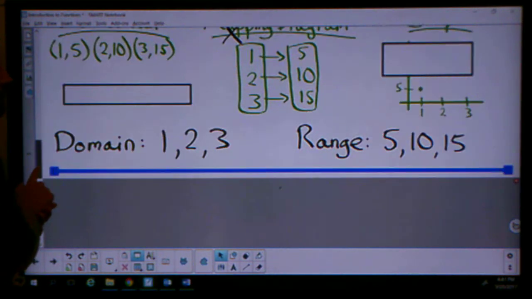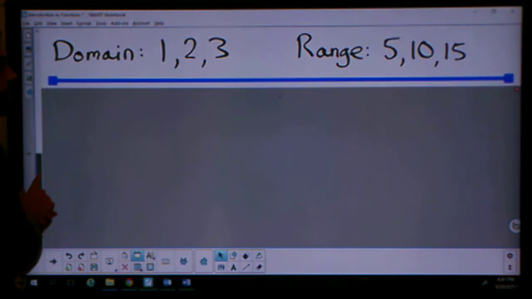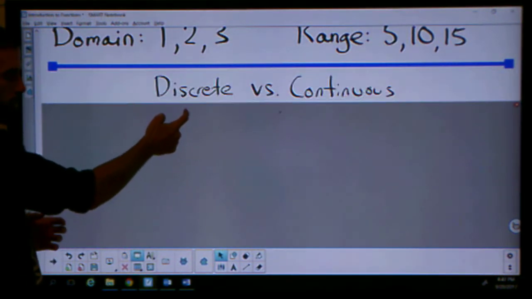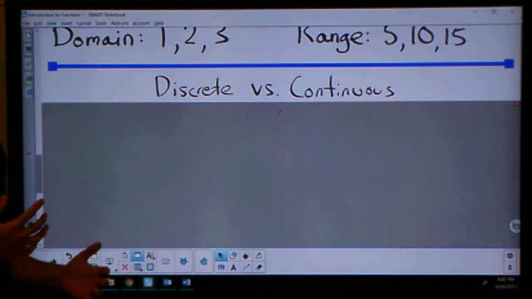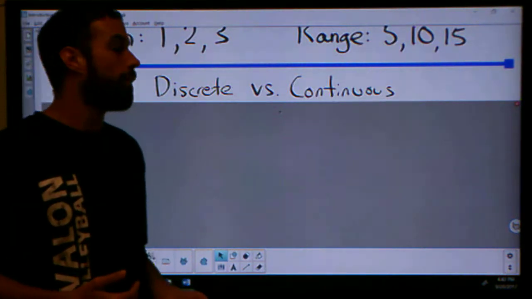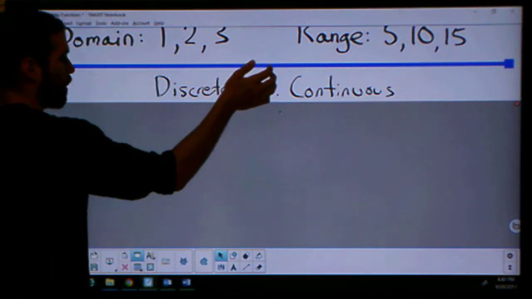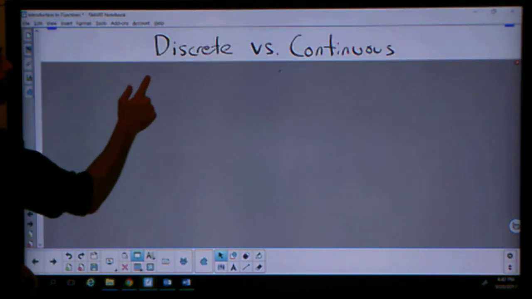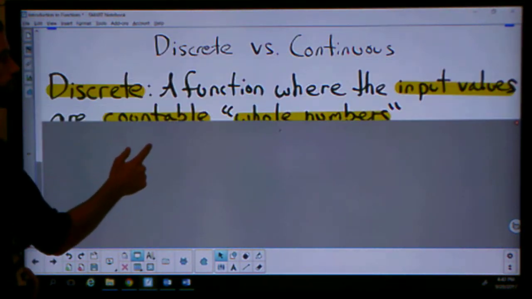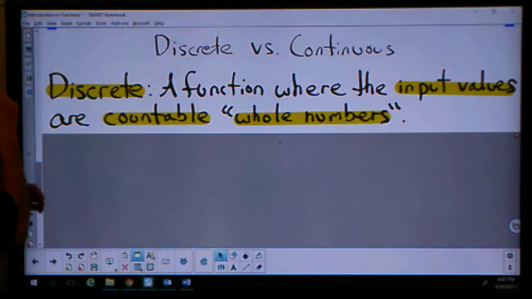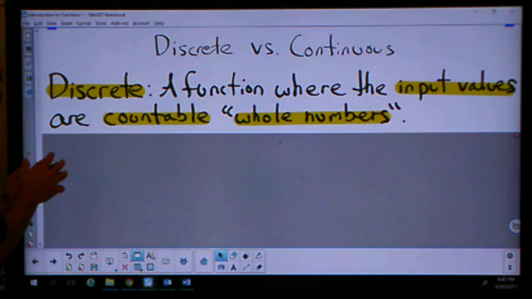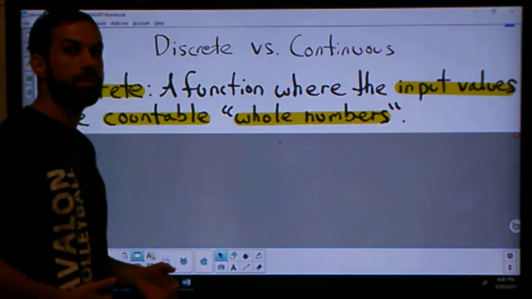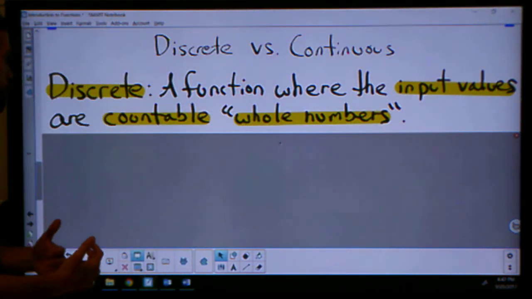The last thing that we're going to talk about is a couple vocabulary words, and it just represents another type of situation you could be in with a function, where you have either a discrete or continuous function. Here's what those words basically mean. A discrete function is one where the input values are countable. Typically, they will be whole numbers, things that you can count individually.